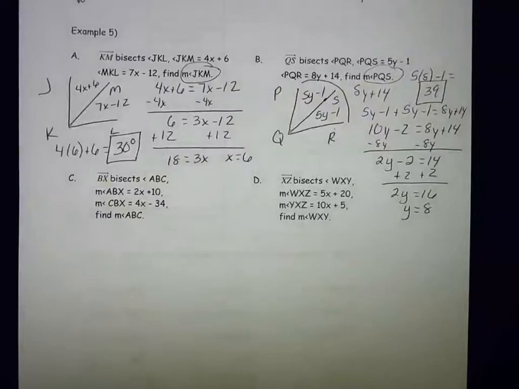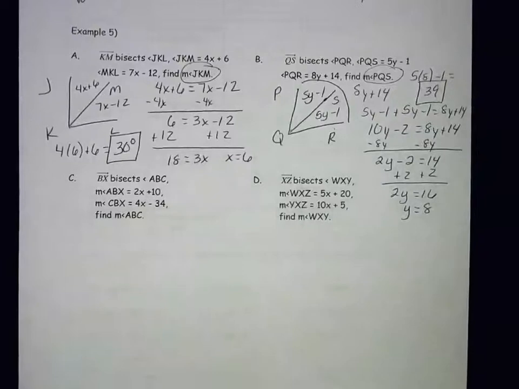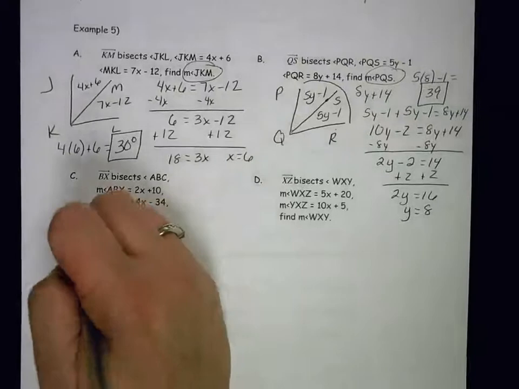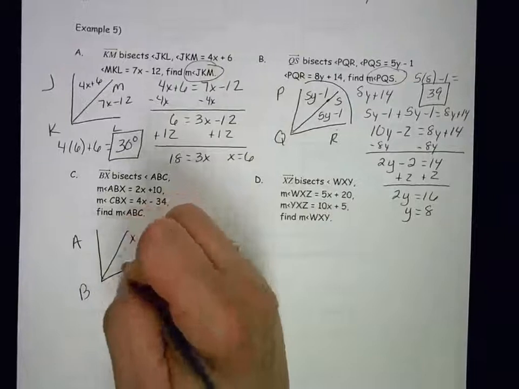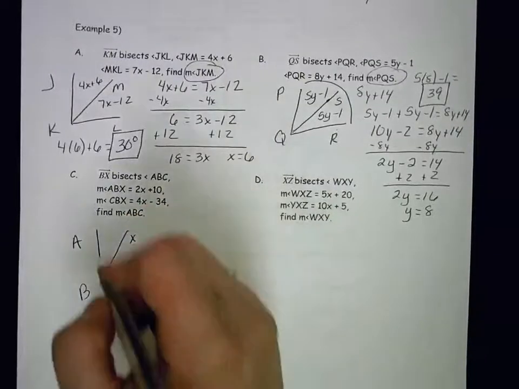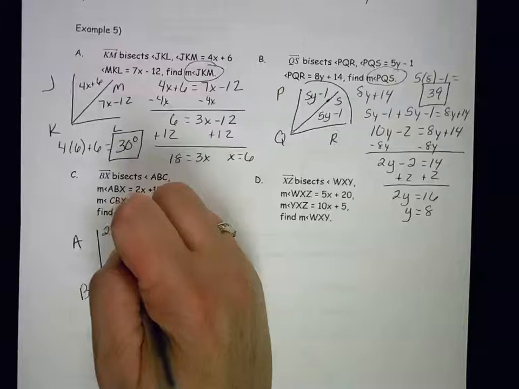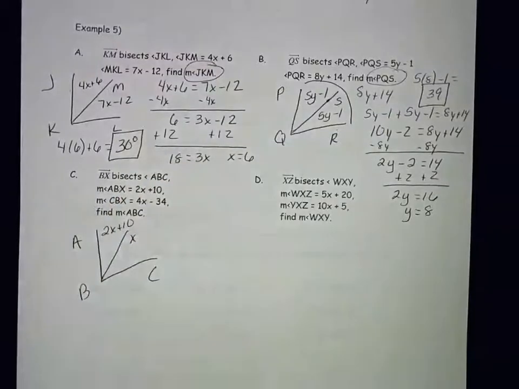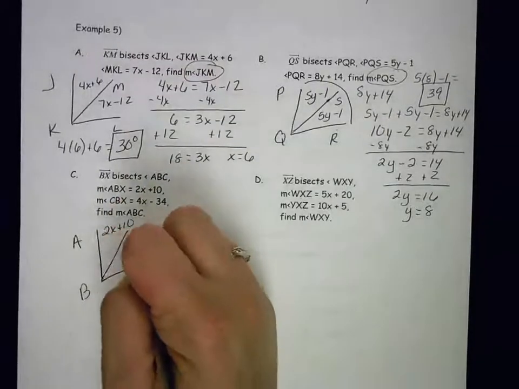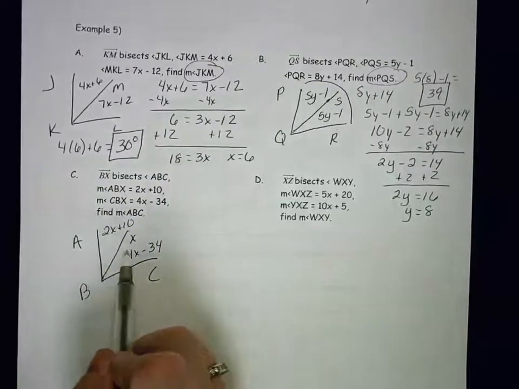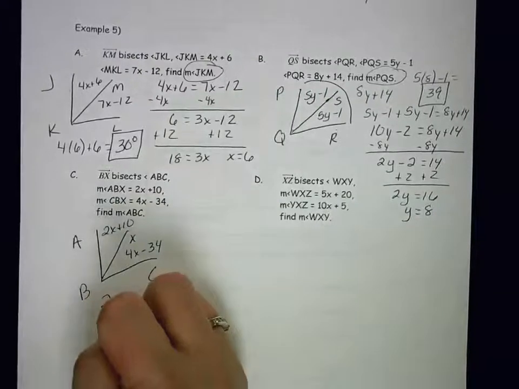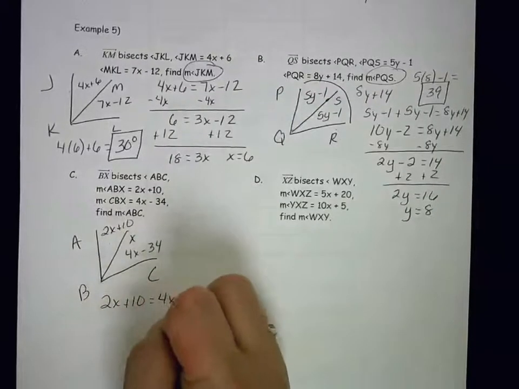Try to set up a picture for letter C. And you have ABC. BX bisects. So this piece, ABX, is 2x plus 10. CBX is 4x minus 34. Since this is bisected, these two pieces are equal.